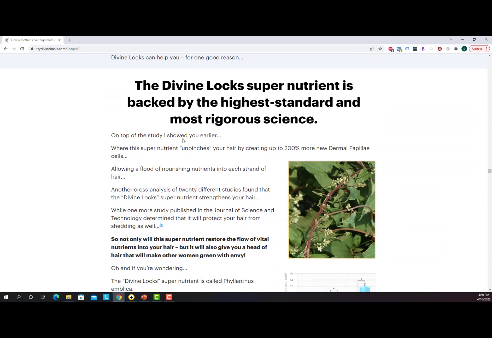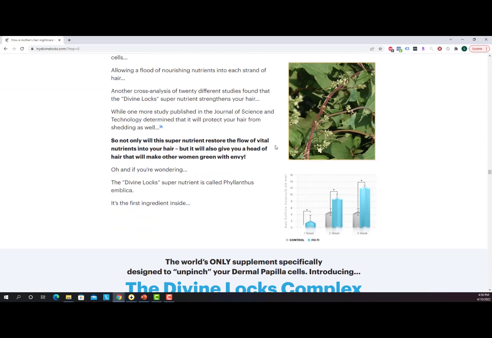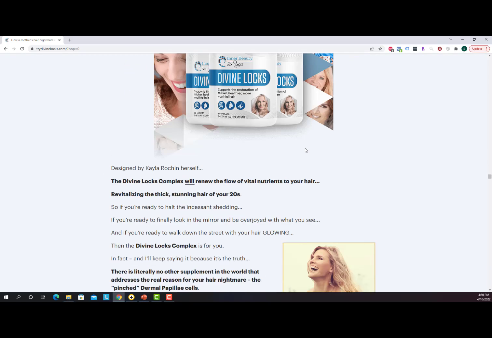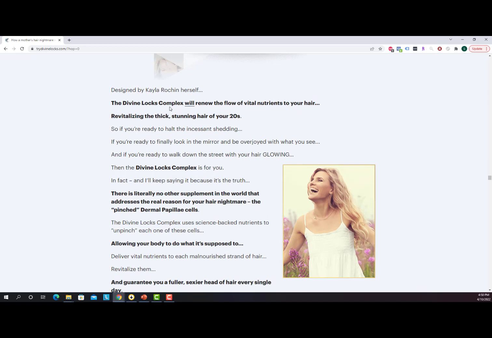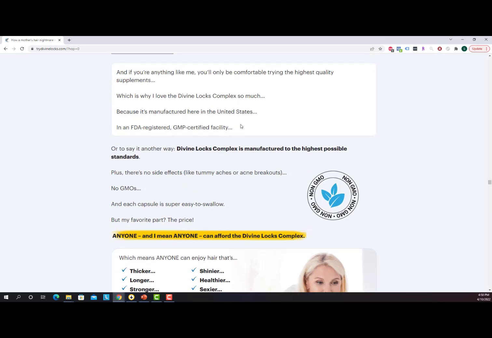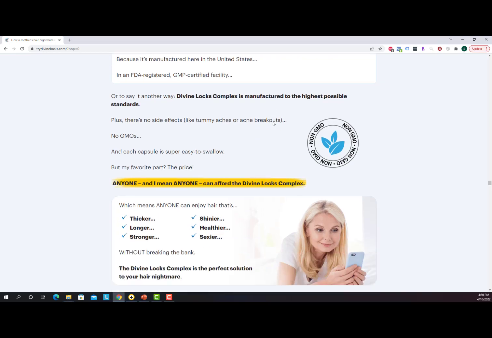Now it's time to reveal more about the product. It's backed by the highest standard and most rigorous science. As you scroll through, here it is, Divine Locks. The supplement's been revealed. It's been developed by Kayla Roshan herself. It will renew the flow of vital nutrients to your hair, revitalizing the thick, stunning hair of your 20s. Scrolling down, okay. FDA registered, GMP certified facility.